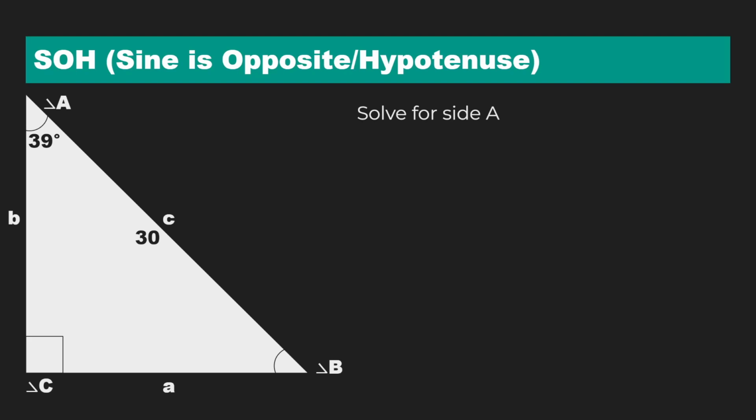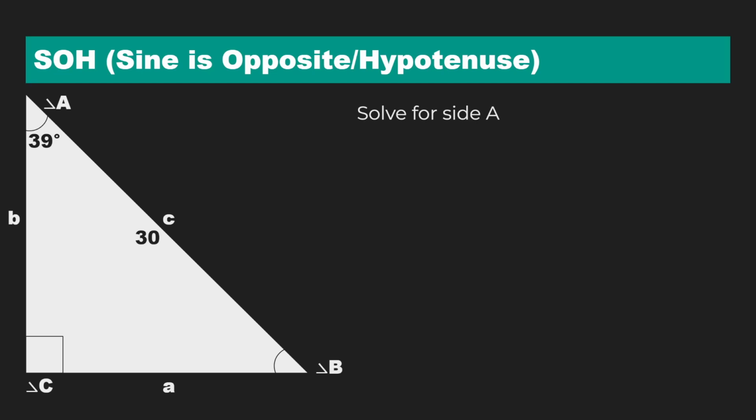So, the first part of SOH-CAH-TOA is an abbreviation for sine is equal to opposite over hypotenuse. So we can see here we have an angle A, which is 39 degrees, and we need to figure out what side A is. The only other information we have is side C.